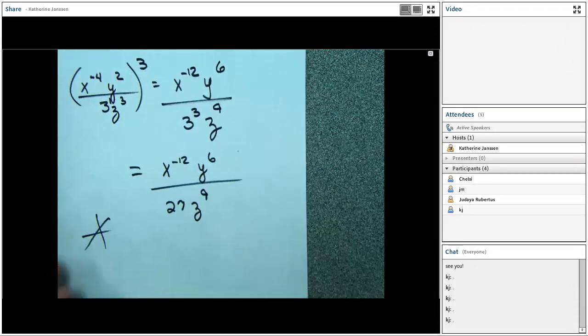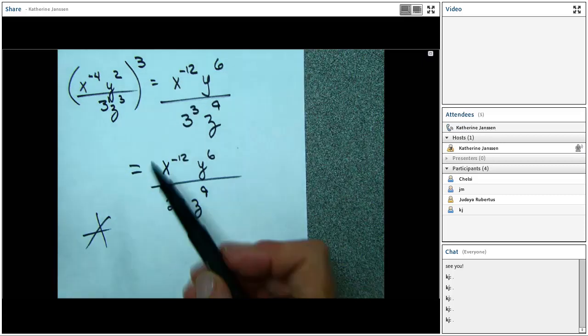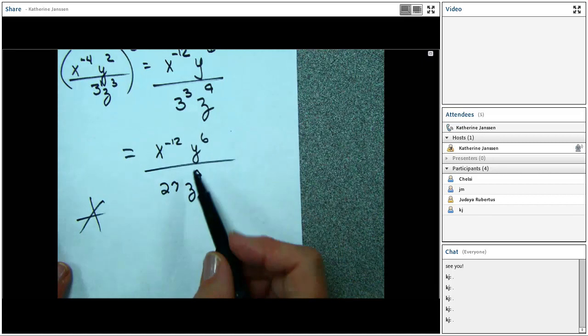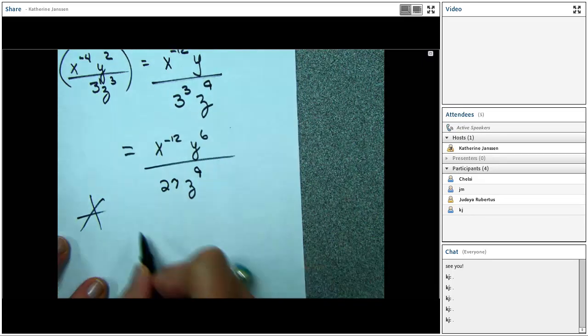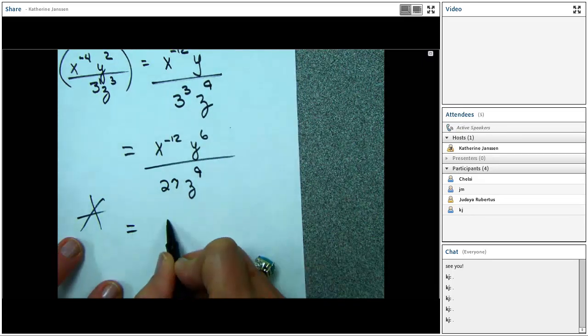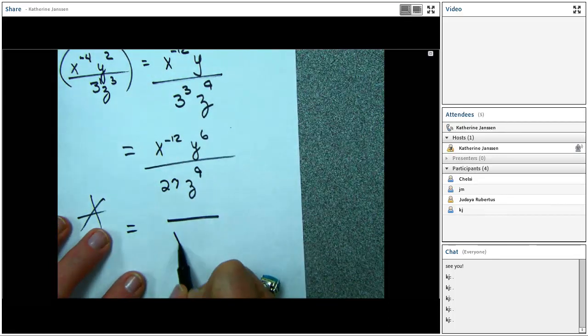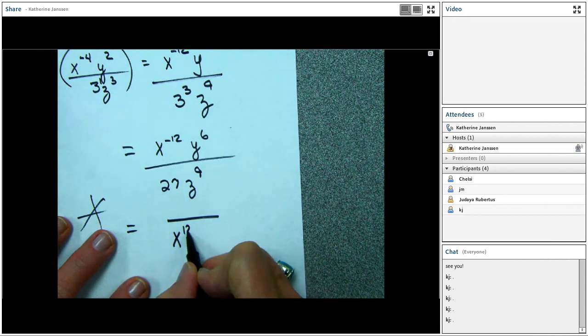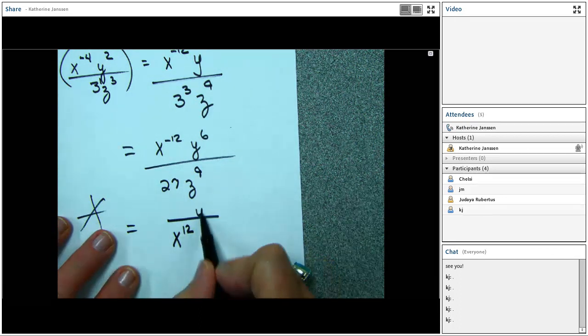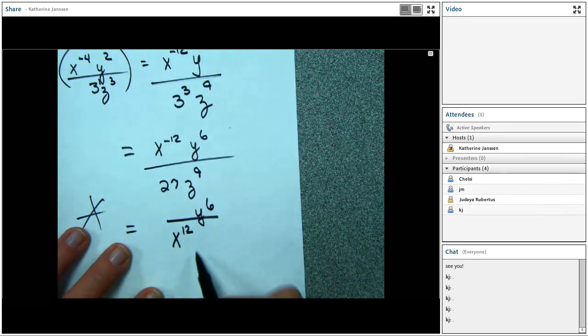And then at MyMathLab, double check always before you say this is your final answer. Make sure you're showing your answer in the form that they're looking for. And they most likely will say, show your answer using only positive exponents. So we're going to take x to the negative 12 to the denominator and change the sign of the exponent. That leaves y to the 6th in the numerator. I have 27z to the 9th.